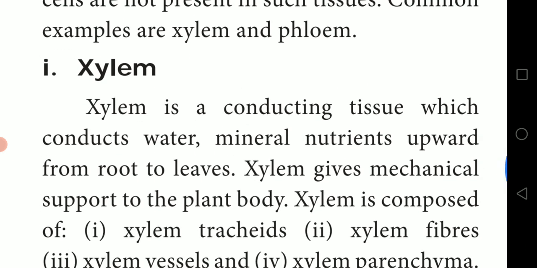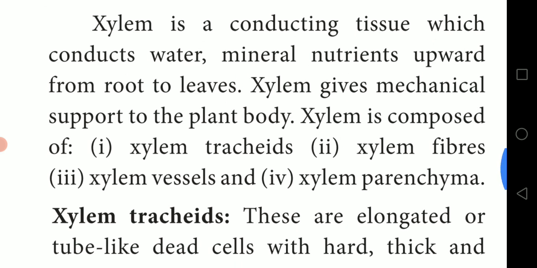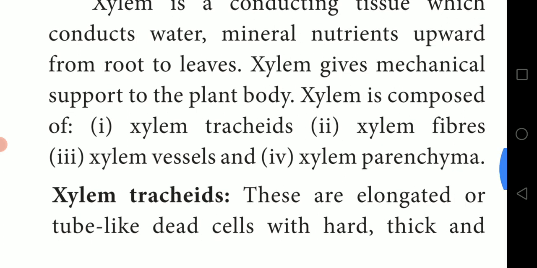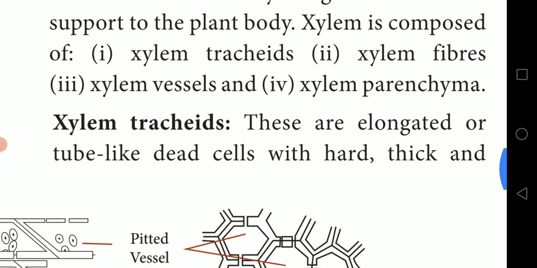First, we'll see xylem. Xylem we have also seen in the last class. Xylem is a conducting tissue which conducts water, minerals and nutrients upwards from root to leaves. Xylem also gives mechanical support to the plant body. Xylem is composed of xylem tracheids, xylem fibres, xylem vessels and xylem parenchyma. We'll see them one by one.